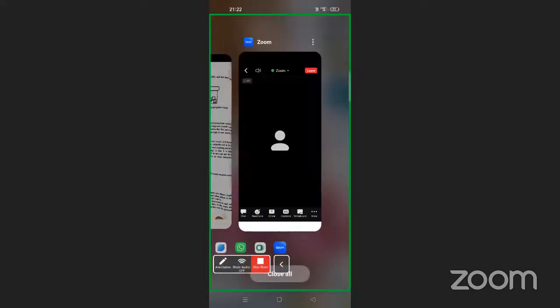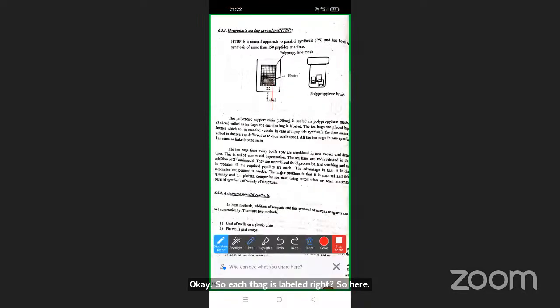So each tea bag is labeled. Just to assume, these are tea bags, and each tea bag is labeled. For example, this is one, this is two, this is three, this is four, five, up to 22. So each tea bag is labeled, and this resin segment is kept in the polyethylene bottle, which acts as a reaction vessel.